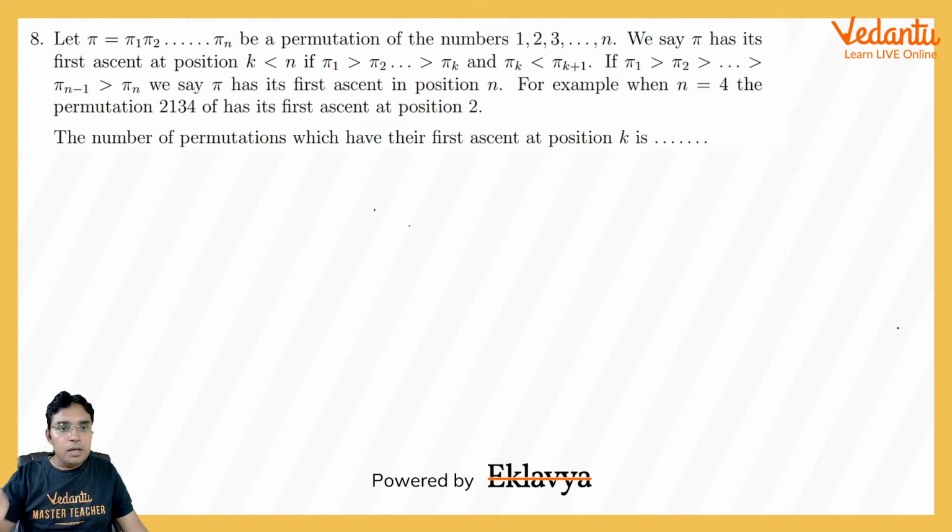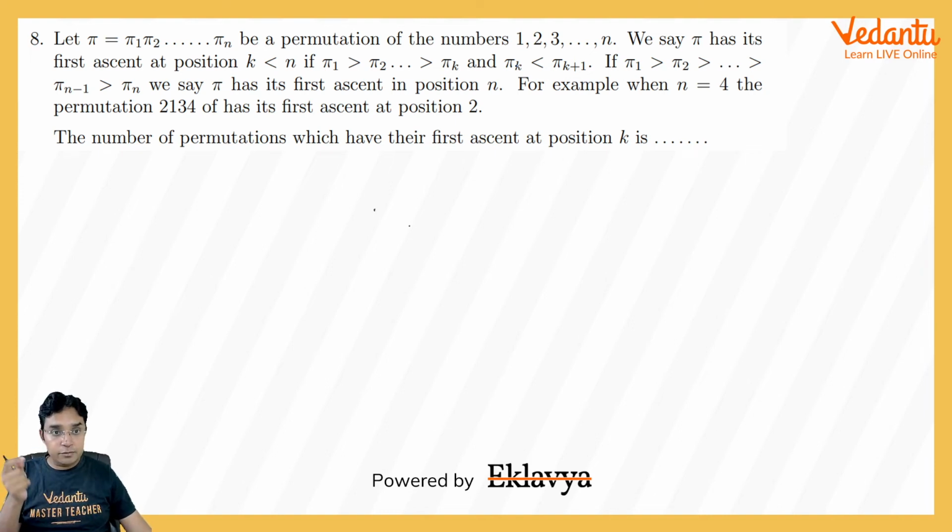Okay, now coming to the next question, that is question number 8. It says pi equals pi 1, pi 2 and so on, pi n, be a permutation of numbers 1, 2, 3 and so on n. We call pi has its first ascent at position k less than n if pi 1 is greater than pi 2 greater than and so on pi k, and pi k is less than pi of k plus 1.